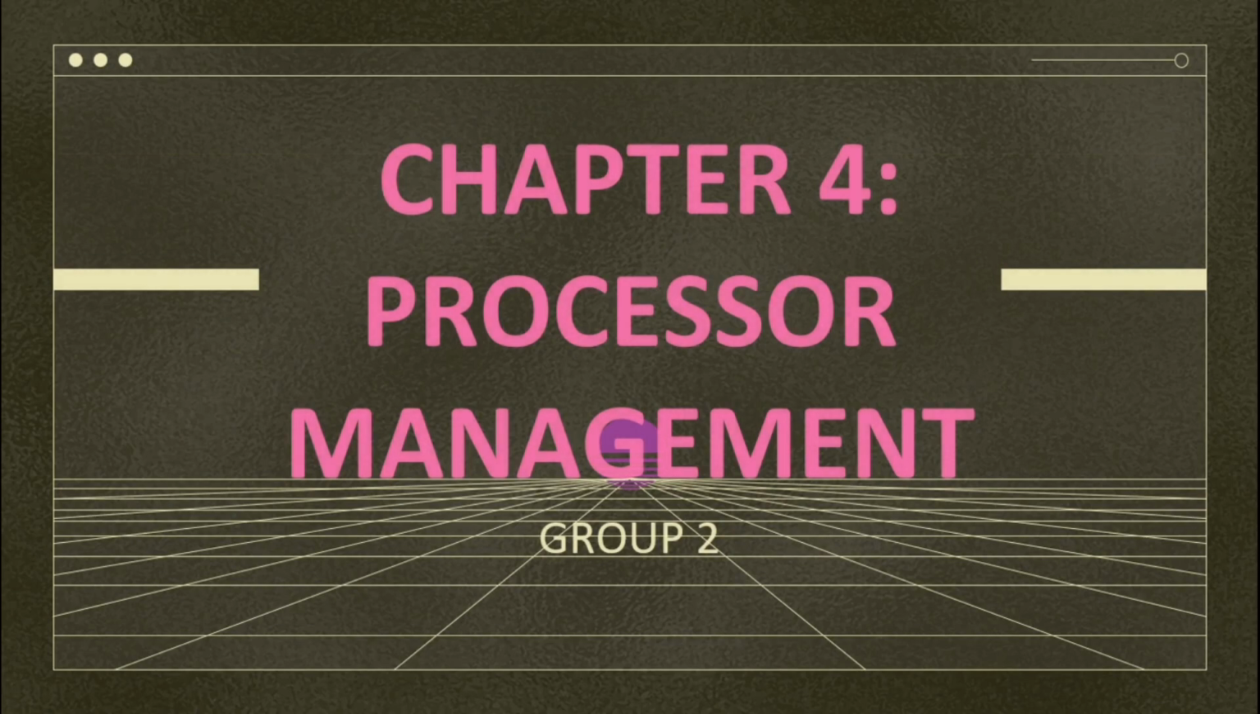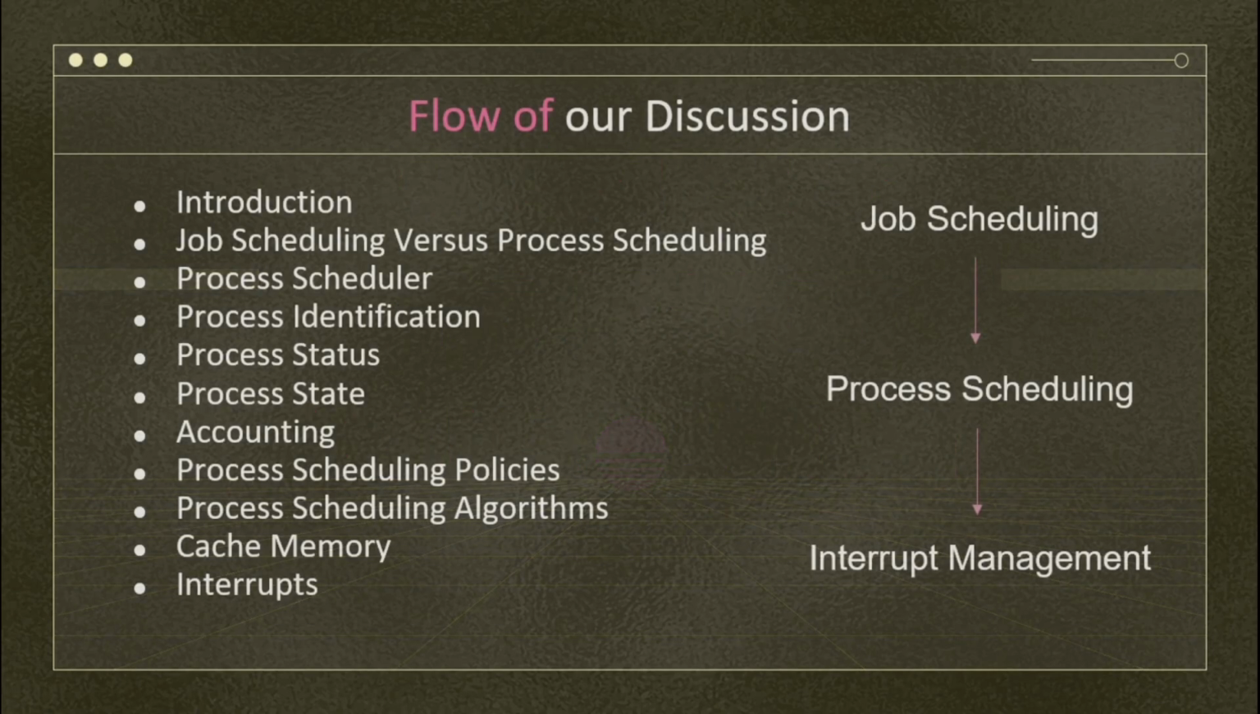Now let's begin our discussion. First, I would like to introduce the flow of our discussion. Introduction, job scheduling versus process scheduling, process scheduler, process identification, process status, process state, accounting, process scheduling policies, process scheduling algorithms, cache memory, interrupts.